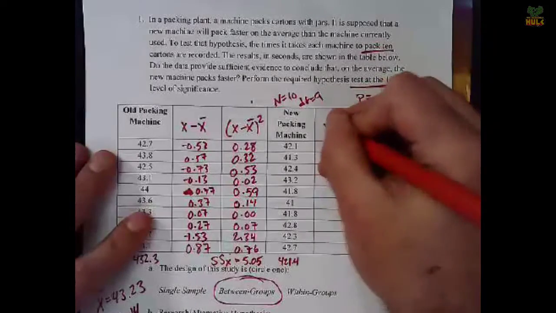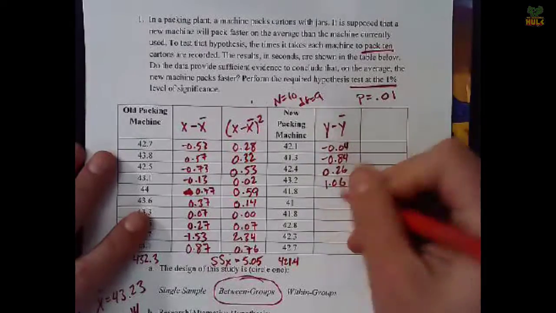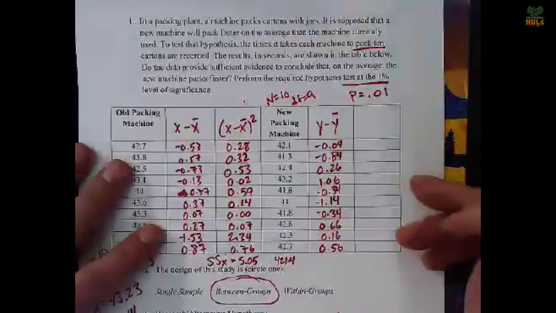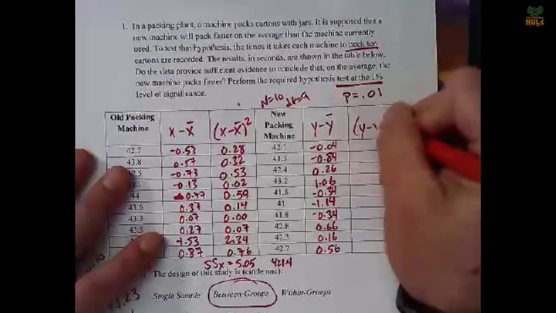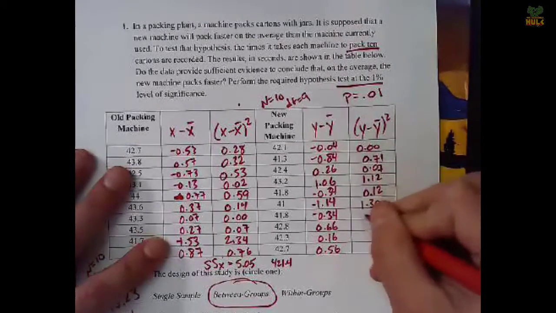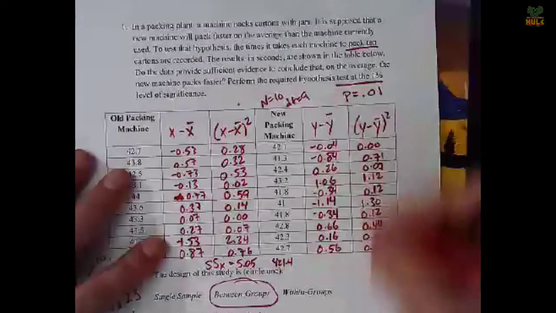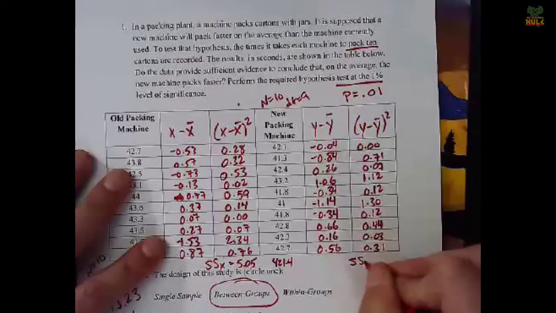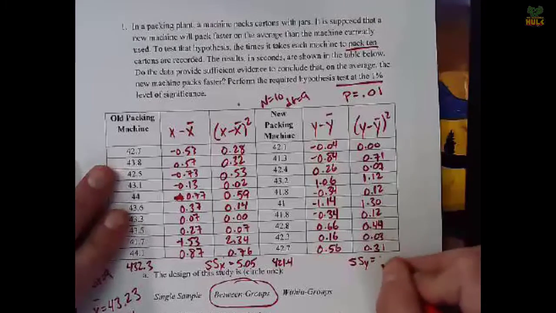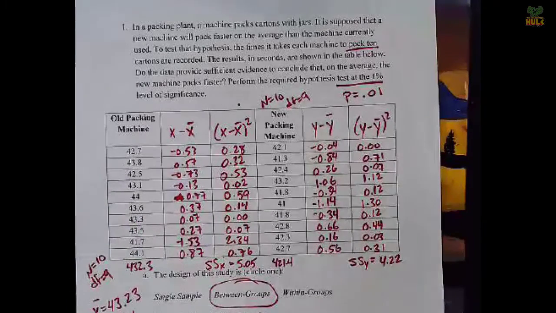All right, so now we need to do y minus y bar. Now we need to square all of those values, so the y minus y bar squared. Now sum them all up together. Again, double check it. Sum of squares y should give you a 4.22. So now we have sum of squares x, we have sum of squares y.